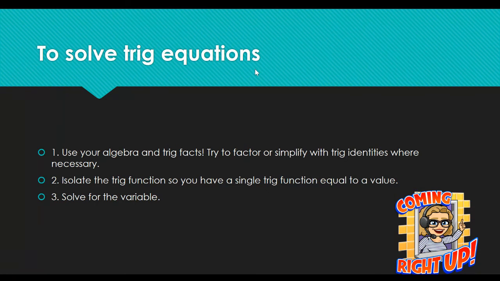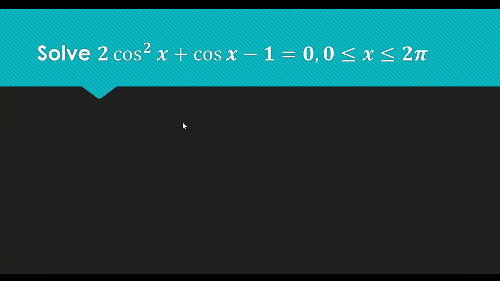So we're going to put everything we've done in this unit together to solve trig equations. 3 tips here. Use your algebra and trig facts. Try to factor stuff, try to simplify with trig identities where you can. Once you've done that, you want to get your trig function so that there's just one trig function equal to a value, like sine of x equals 0, or cosine of x equals square root of 2 over 2. And then you solve for your variable using your unit circle. So we're going to try a few of these and see how they go.